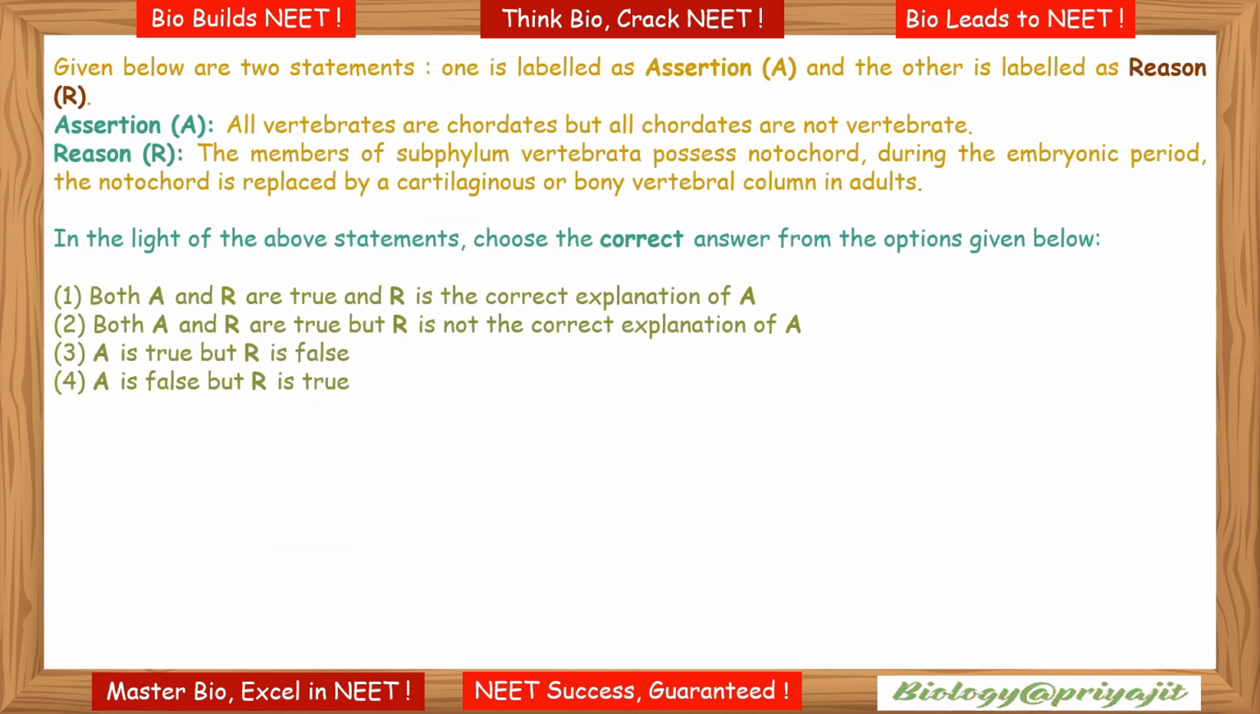There are assertion and reason. Assertion: all vertebrates are chordates, but all chordates are not vertebrates. Reason: the members of subphylum Vertebrata possess notochord. During the embryonic period, the notochord is replaced by a cartilaginous or bony vertebral column in adults.